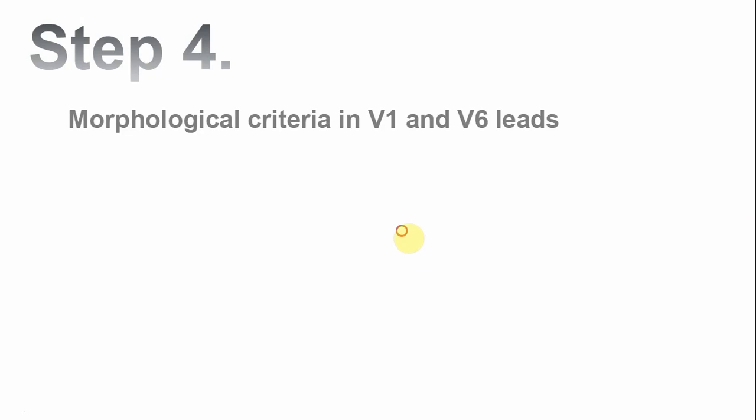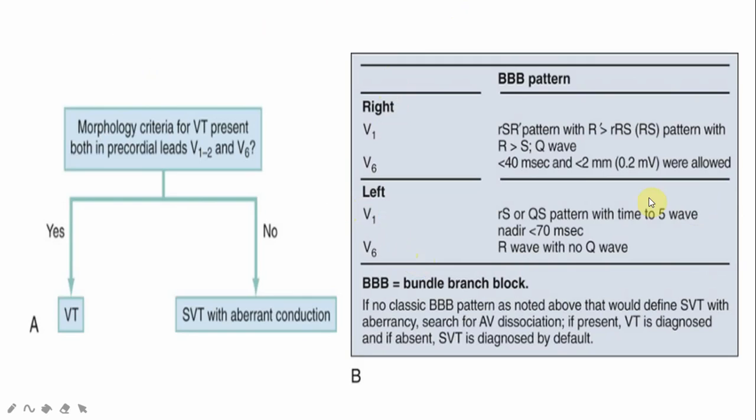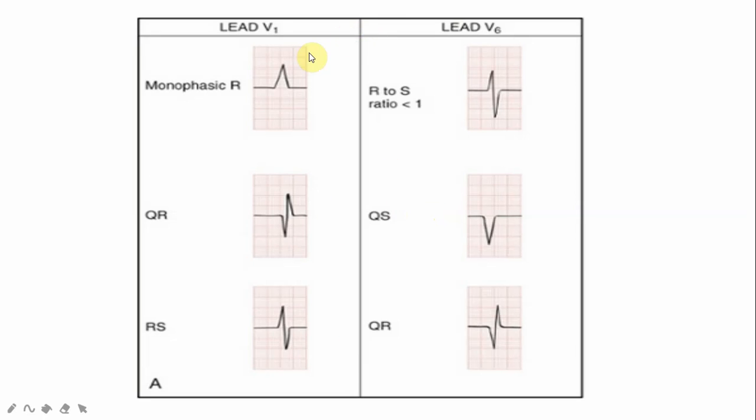Let's concentrate. Once again, you look at V1. If it is mostly positive deflection, this is right bundle branch block morphology, and if it is predominantly negative deflection, this is left bundle branch block morphology. So let's look at the right bundle branch block morphology first. So in V1, we look for 3 things. Is it only an R wave, no S wave, no Q wave? This is highly likely to be VT.